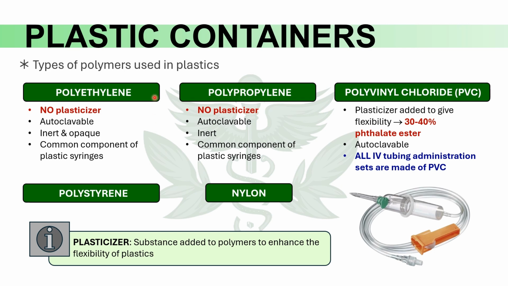First, polyethylene and polypropylene have no plasticizers added onto them, whereas polyvinyl chloride has a plasticizer, phthalate ester, added onto it. In general, plasticizers are added to enhance the flexibility of the plastic, meaning that when we come to choose a plastic to manufacture IV tubing administration sets, we would choose plastics with polyvinyl chloride as they are more flexible than plastics with polyethylene and polypropylene. All of these polymers are autoclavable, meaning they can easily be sterilized.